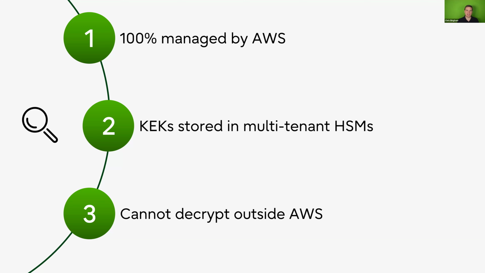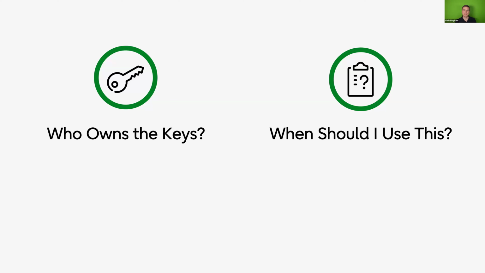Let's summarize this by answering 2 critical questions we need to ask when choosing our KMS setup. The first of our critical questions is, who owns the key? This can be a very important one when speaking to your legal department or your compliance managers. And the answer, for the default KMS, is Amazon, of course. You don't own it, you can't see it, and you never will.